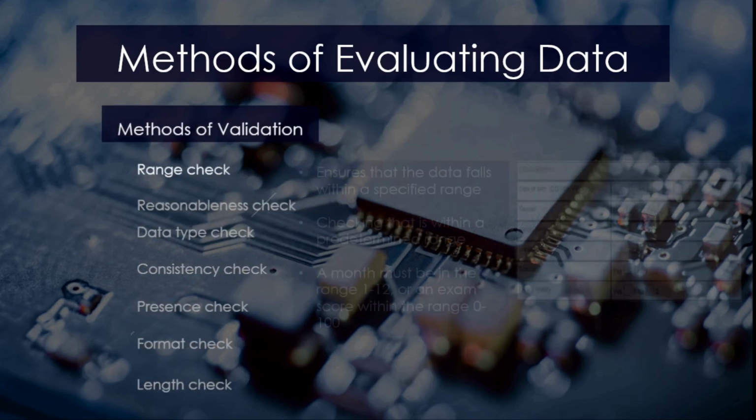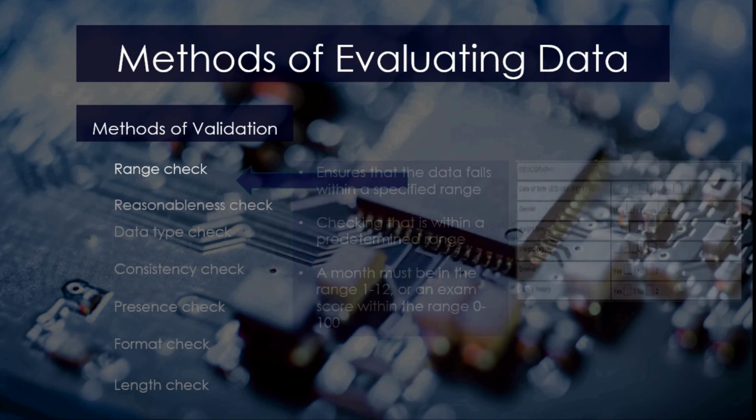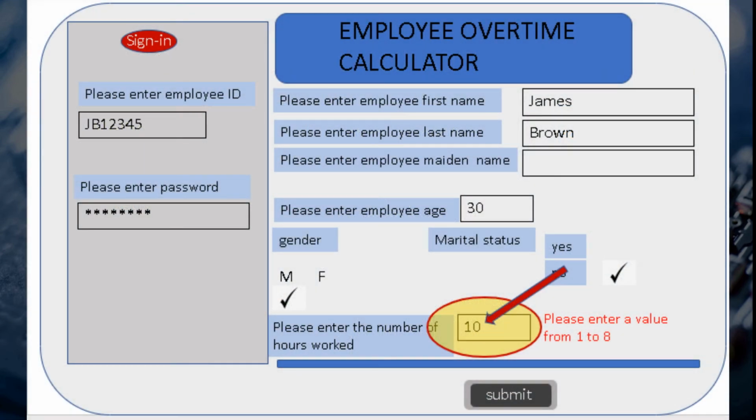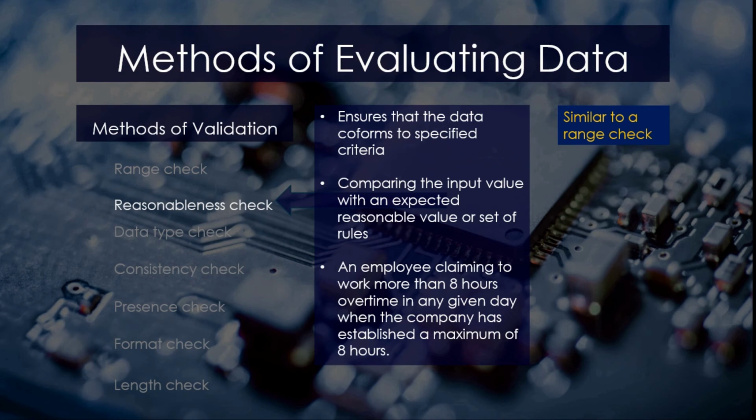The range check ensures that data falls within a specified range. The system checks that it is within a predetermined range set out by the organization. For example, a month must be in the range 1 to 12, whereas an exam score will fall within the range 0 to 100. The reasonableness check ensures that the data conforms to specified criteria. The system compares the input value with an expected reasonable value or set of rules. For example, an employee claiming to work more than 8 hours overtime in any given day when the company has established a maximum of 8 hours. This is similar to our range check.